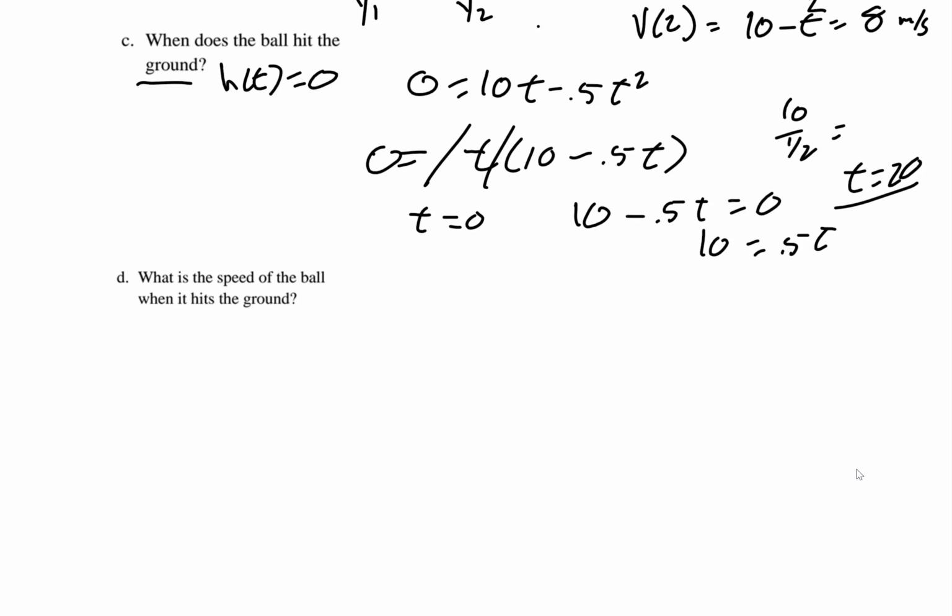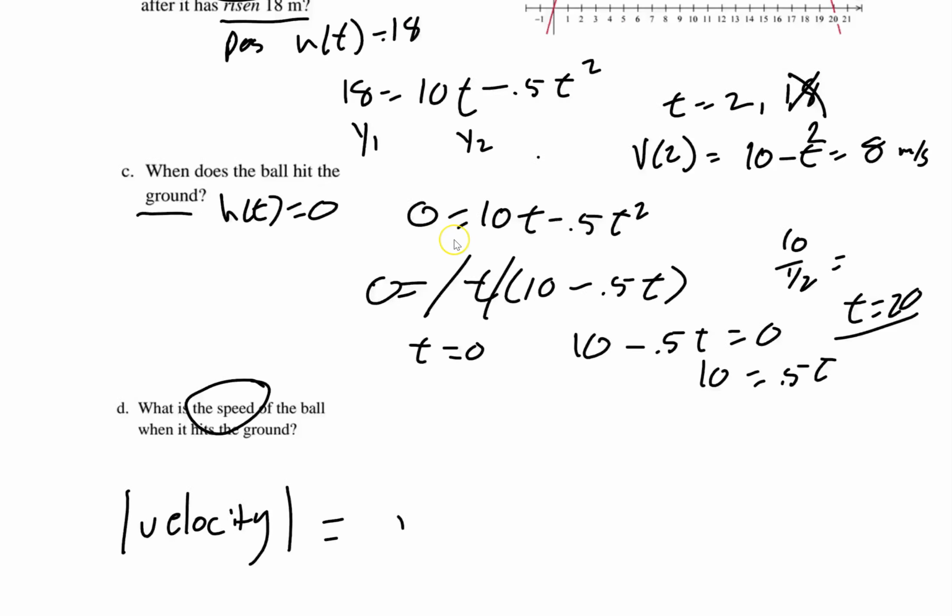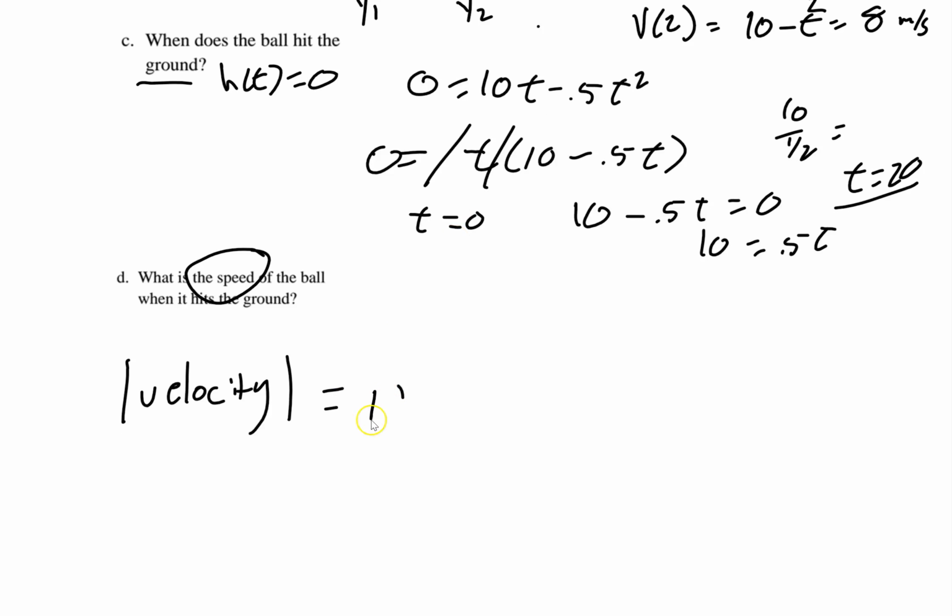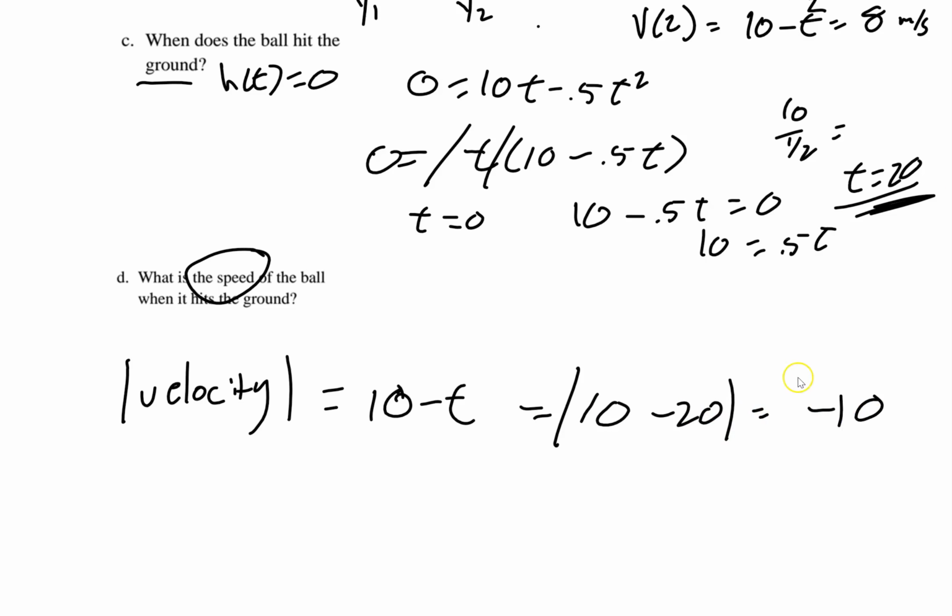What is the speed of the ball when it hits the ground? So again, speed is the absolute value of velocity. Velocity is speed plus direction. So if we just want speed, just drop the direction, just drop the sign. So velocity, we know our velocity equation from above was, what's our velocity equation? 10 minus t. So our velocity is 10 minus t. And I want it at 20 seconds. So absolute value of 10 minus 20, or negative 10, which is 10 meters per second.